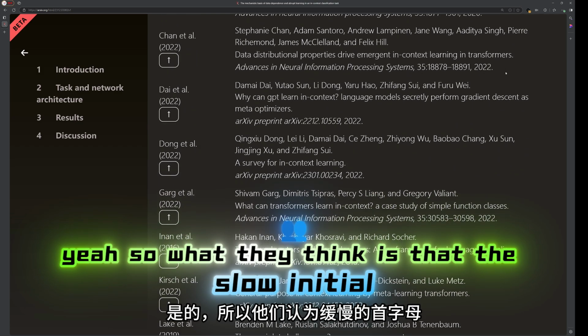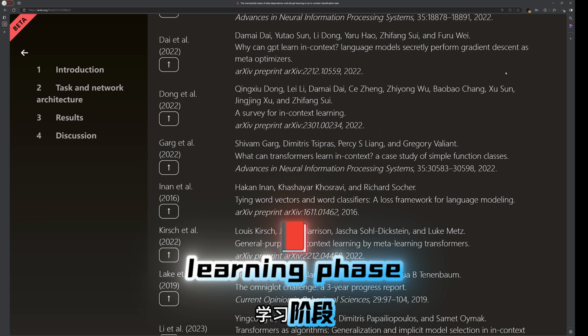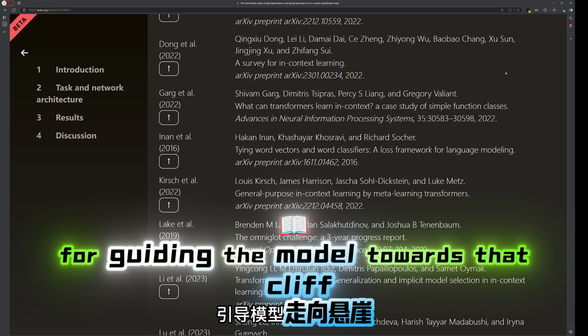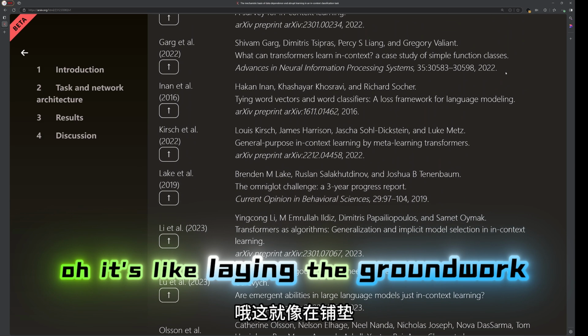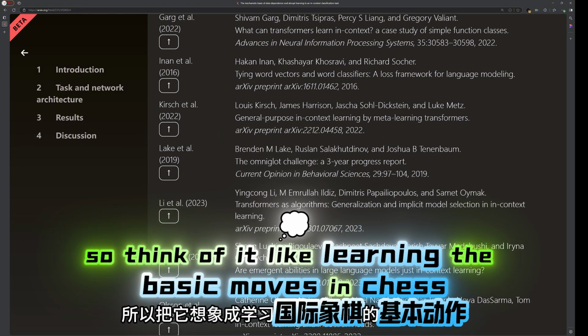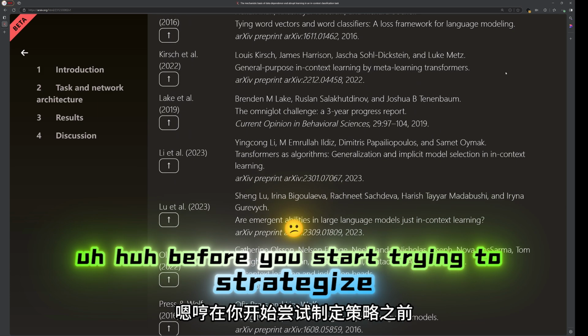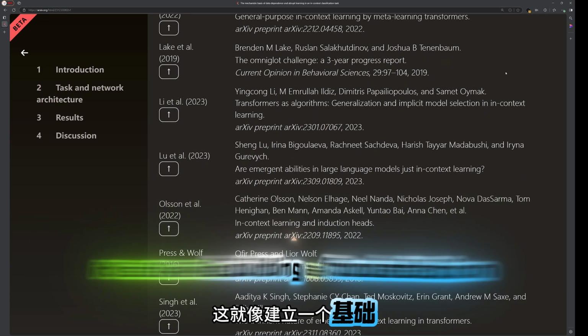Yeah, so what they think is that the slow initial learning phase might actually be really important for guiding the model towards that cliff. Oh. It's like laying the groundwork. Okay. So think of it like learning the basic moves in chess before you start trying to strategize several moves ahead. Gotcha. So those plateaus aren't wasted time. Right. It's like building a foundation.